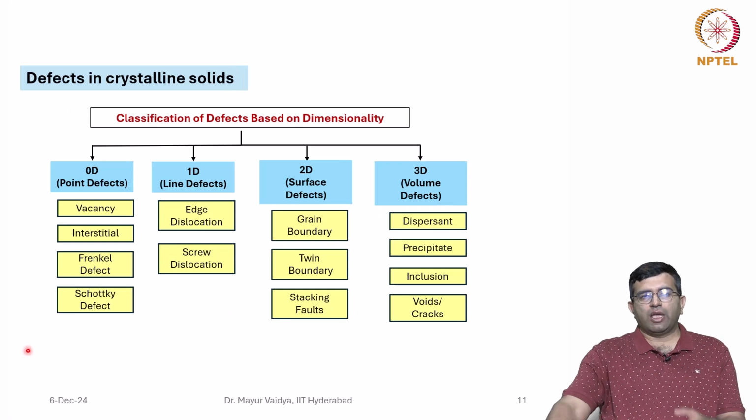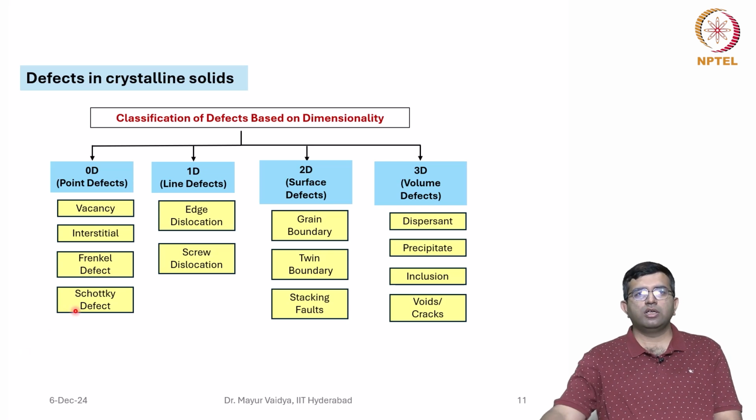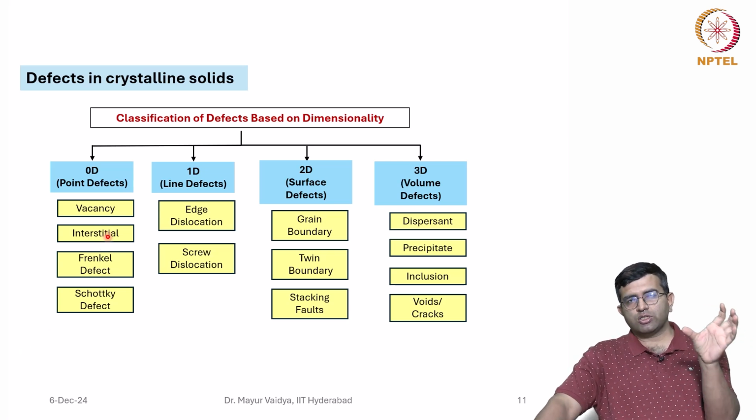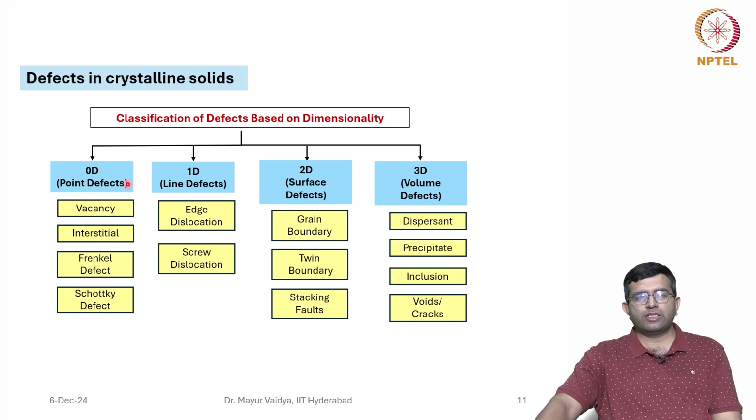Now, after looking at the structure, let us come to the defects in crystalline solids. We have not yet talked about the structure in ionic solids or in intermetallics, but that I will talk about in the next lecture. So, when we classify defects, one way is based on dimensionality: the 0D defects, the 1D defects, which are also known as line defects, 2D or surface defects, and 3D or volume defects. The 0D defects are known as point defects. These are vacancies, interstitial, Frenkel defect, Schottky defect.